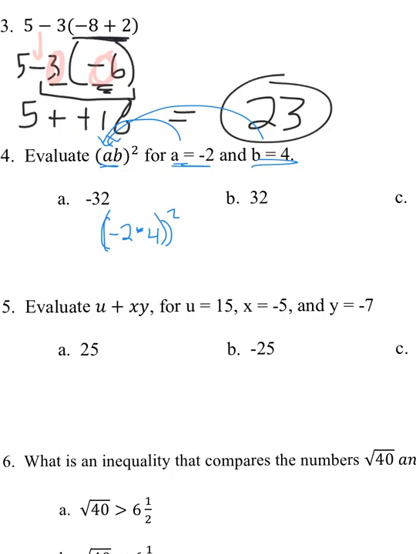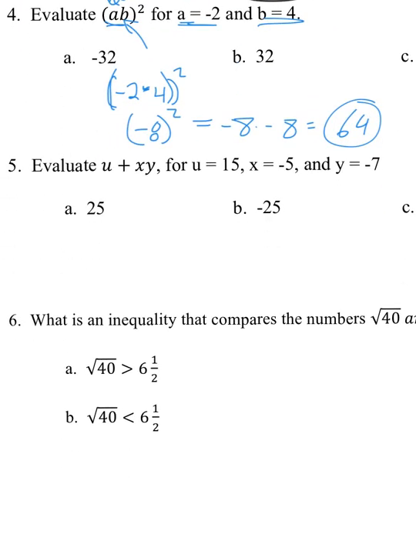Negative 2 times 4 is negative 8, still in parentheses. Then I square it. Negative 8 times negative 8 is positive 64. Okay, common mistake here. When you plug in 4, don't think that you have to square it first. You've got to do the A times B first. So positive 64 is your answer there.